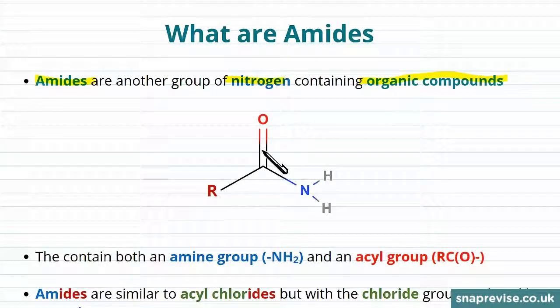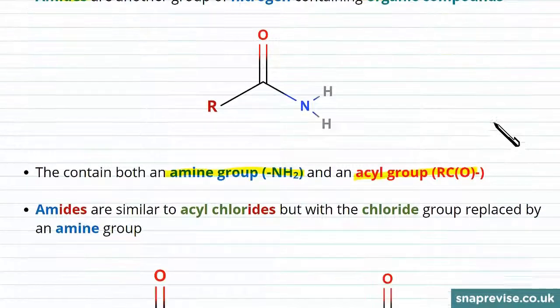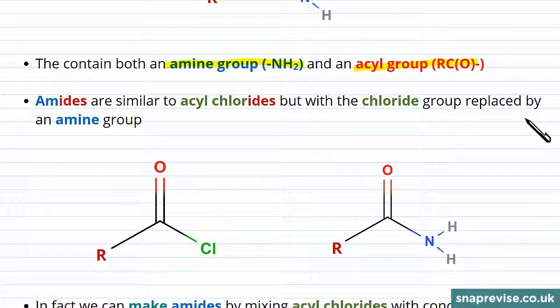Here's an example of one here, and they contain both an amine group, which is the NH2 part of the molecule, and an acyl group, which has some long carbon-containing organic chain connected to a carbon, which is then double bonded to an oxygen.